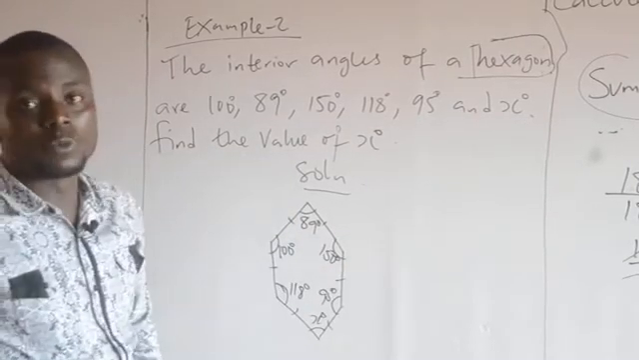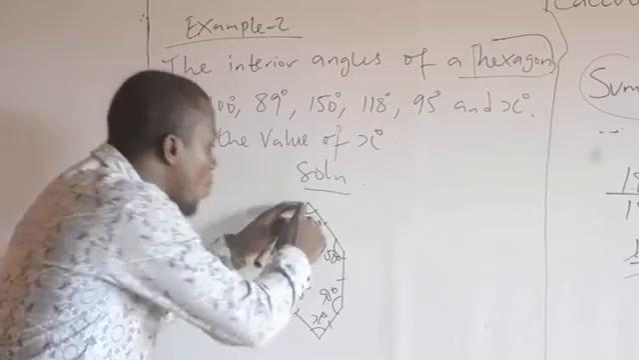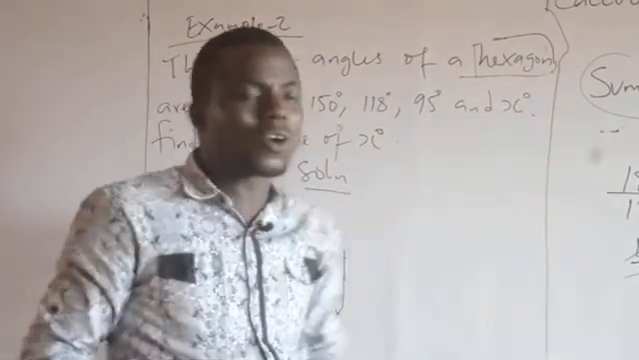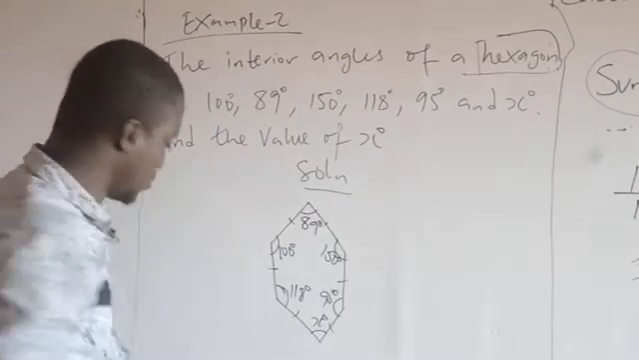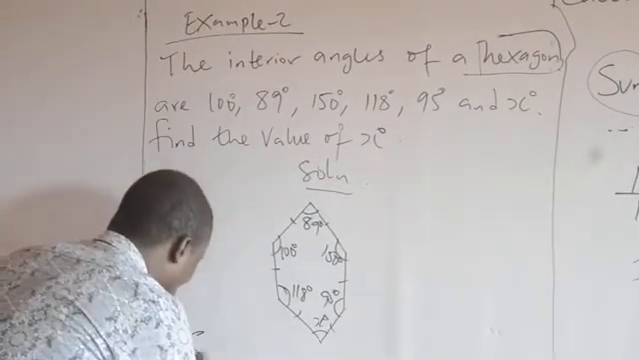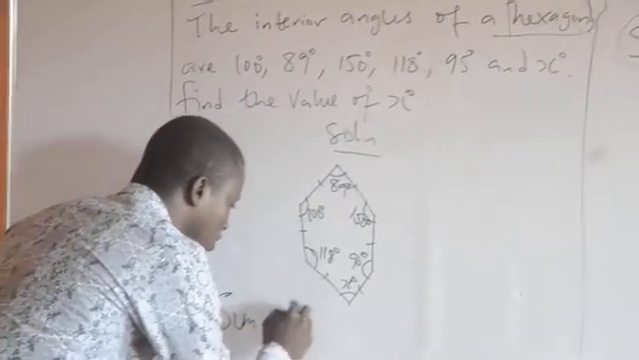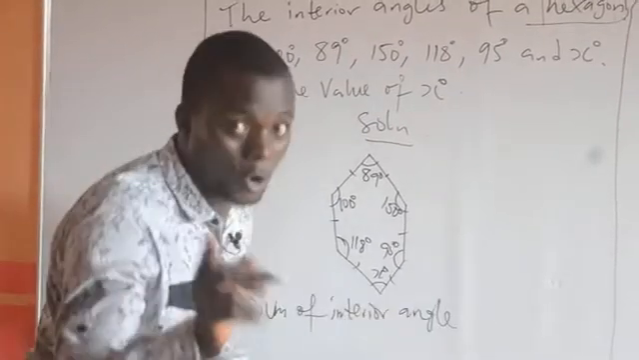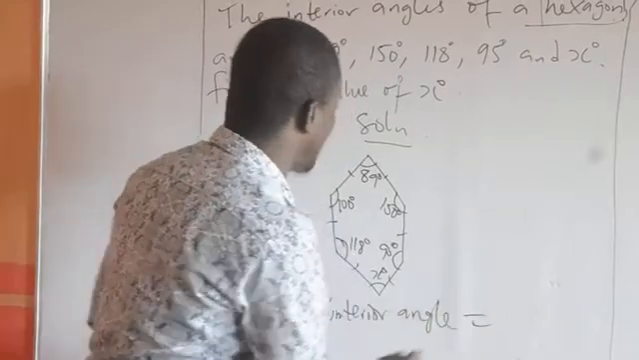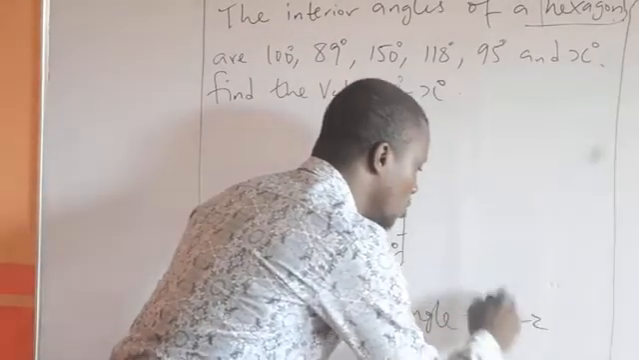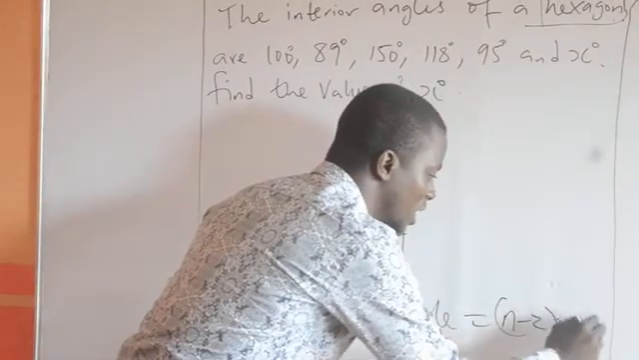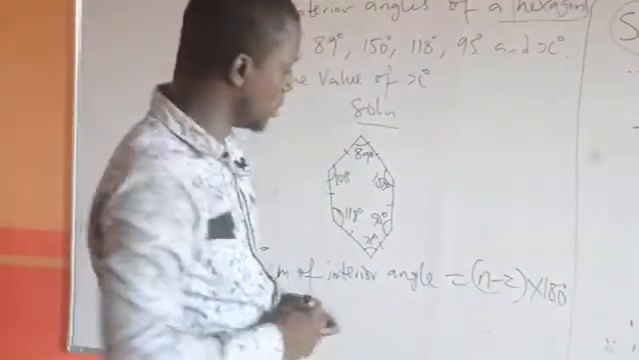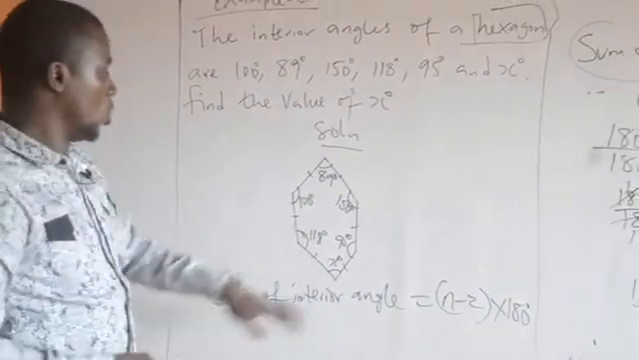So what do we do? We know the formula for the sum of interior angles of any polygon, be it hexagon, pentagon, nonagon, decagon. What is the formula? State it. The sum of interior angles of a polygon is equal to (n minus 2) times 180 degrees. You can write it with brackets or not, they are the same thing.